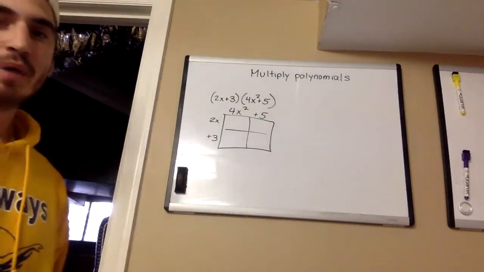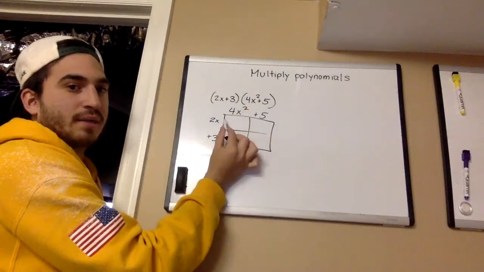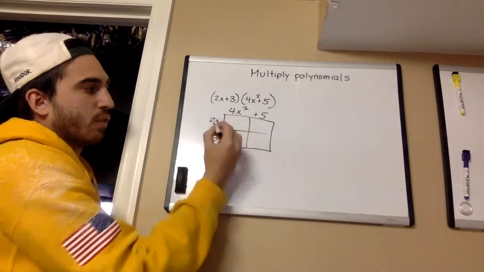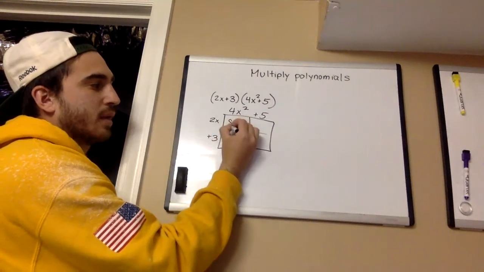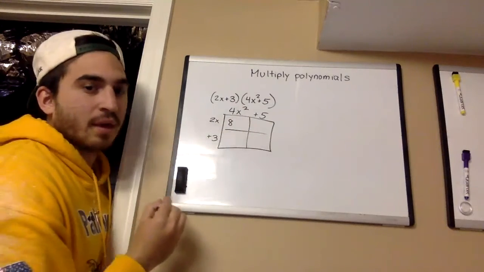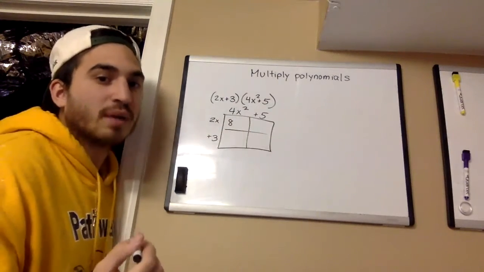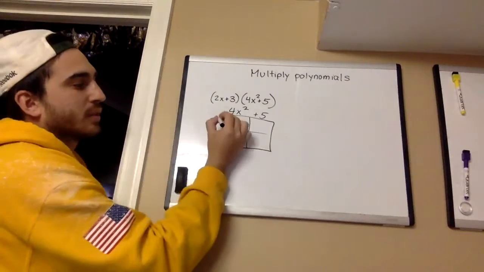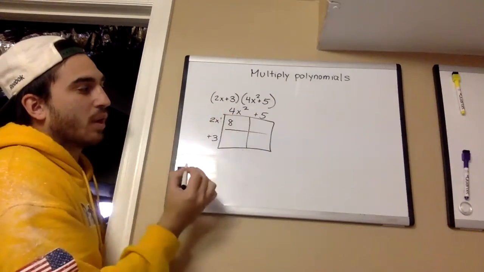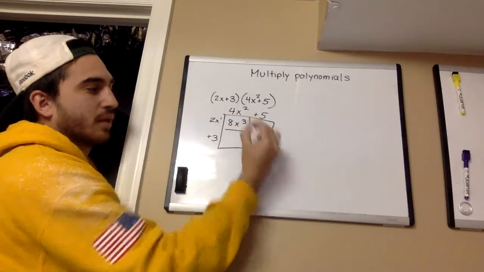So when you multiply, make sure you're multiplying correctly. I'm doing 4x squared times 2x. So first I do 4 times 2, which is 8. And then after that, I'm going to do x squared times x. When you multiply variables and they're the same variable, you must add their exponents. So technically the exponent here is 1. So if I do 1 plus 2, I'm going to get x to the third.